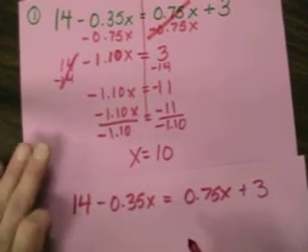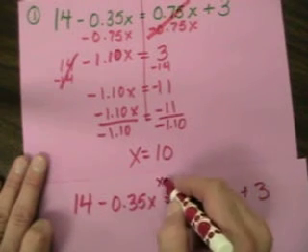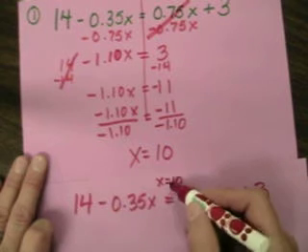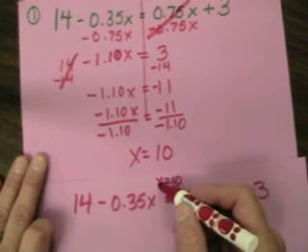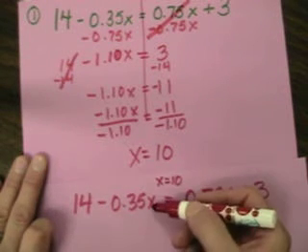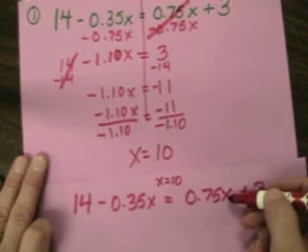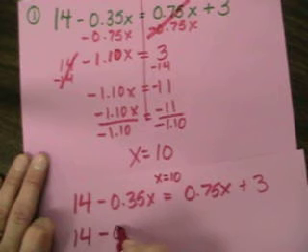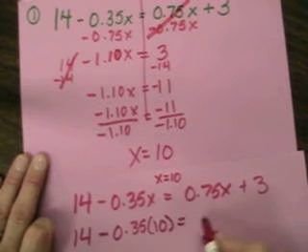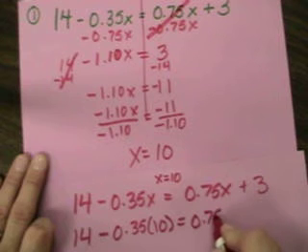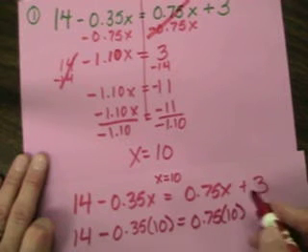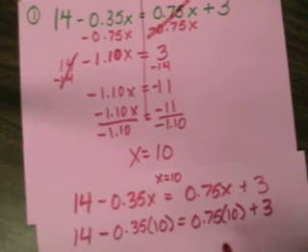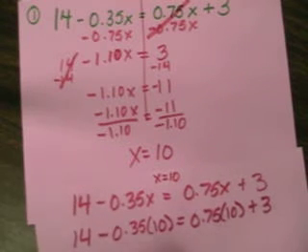And I'm going to plug in x equals 10. Remember, another word for equal is. X is 10. So the x here is 10. The x here is 10. So this is going to be 14 minus 0.35 times 10, because that's what x is, equals 0.75 times 10, because that's what x is, plus 3. Let's see what that gives us.